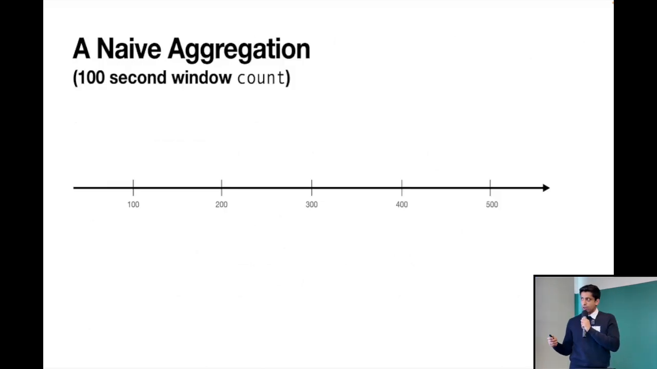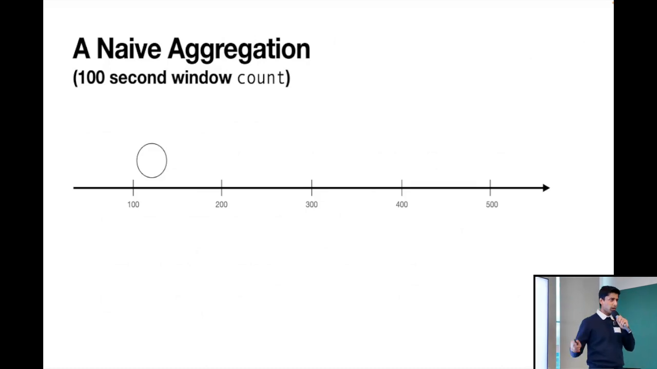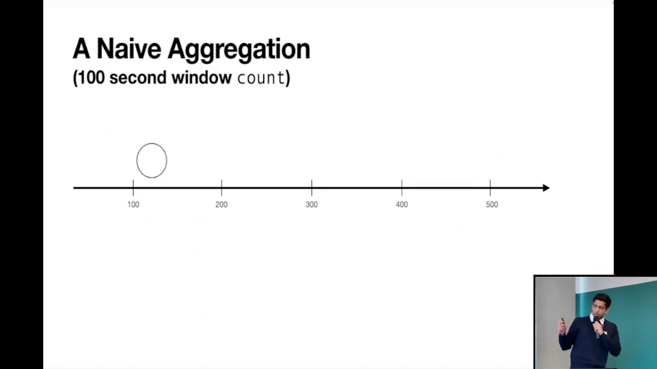So here we go. We'll do a naive aggregation with a 100-second tumbling window count, which means that we want to compute the number of events that fall between 100 and 200, 200 and 300, et cetera. And we're using the timestamp on the events themselves. So we receive a record, and we think to ourselves, OK, well, I might still receive something in this 100 to 200 window, and so I'm not going to compute the aggregate.